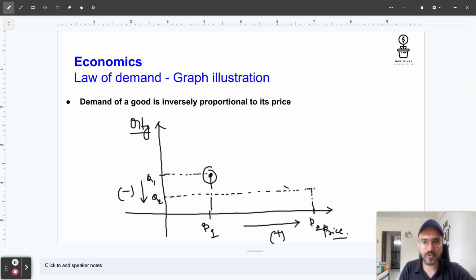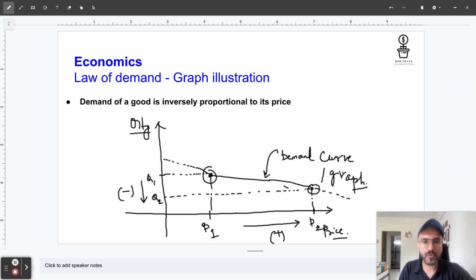So this is your point number 2. Now if you join these two points, what do you find? This curve, and you can extend this curve. So what do you see? This is also called a demand curve, or a demand graph.